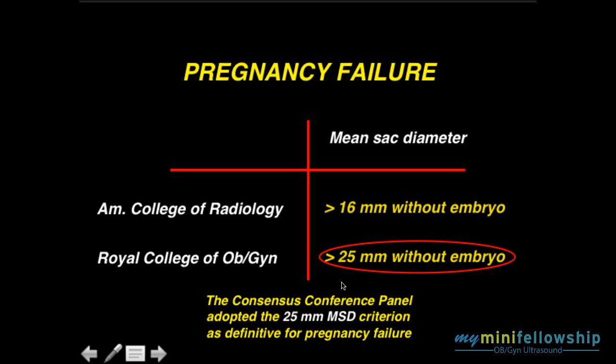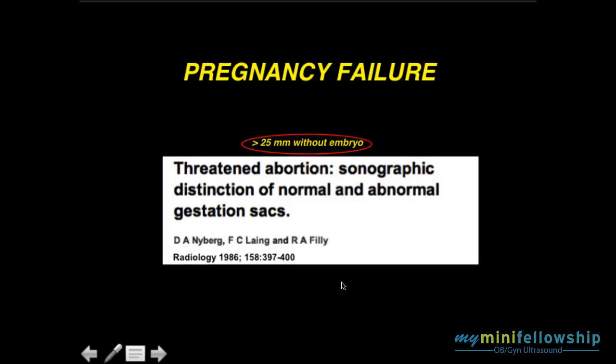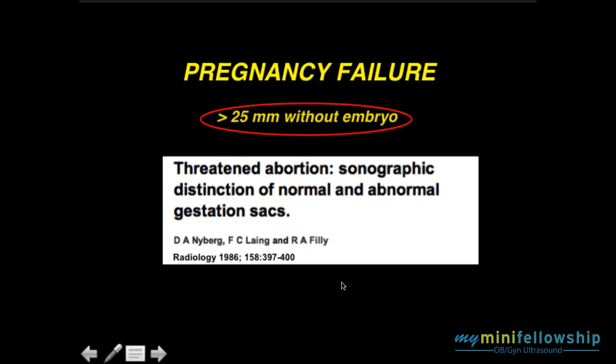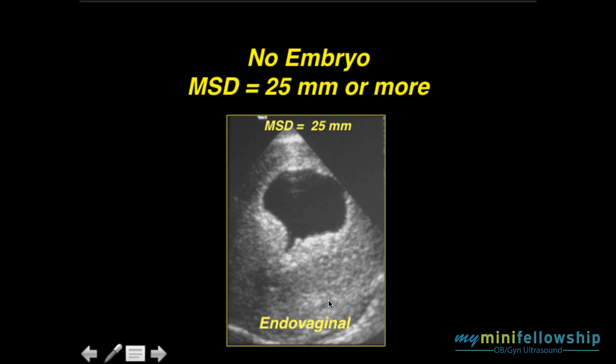At that moment, I said to the other panelists, you have just eradicated, with that decision, 25 years of my research on this issue. I published the criterion of a 25 millimeter mean sac without a visible embryo as definitive for pregnancy failure in 1986, using equipment that would be considered primitive by modern standards. That didn't convince anybody. 25 millimeters is the number. So here we have a case with a 25 millimeter mean sac diameter, no visible embryo. We can diagnose that as a failed pregnancy.